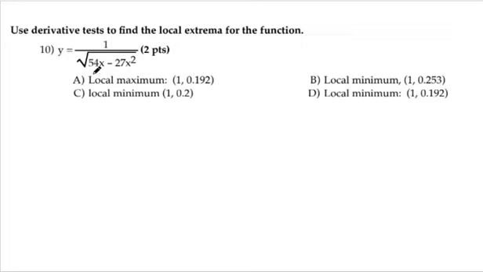We're supposed to use derivative tests to find local extrema. So the derivative test means you take a derivative, you set it equal to 0, and wherever the derivative equals 0 or fails to exist, those are all the critical points. Those are all the potential maxes or mins.